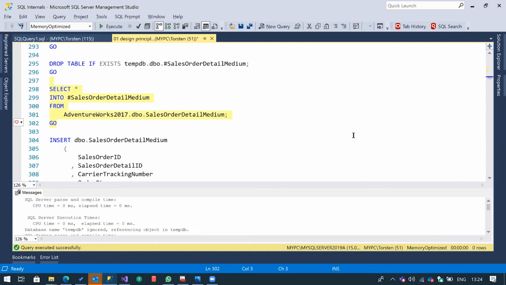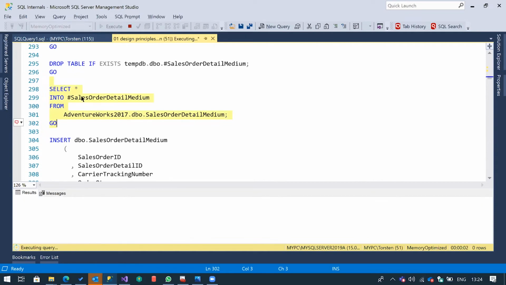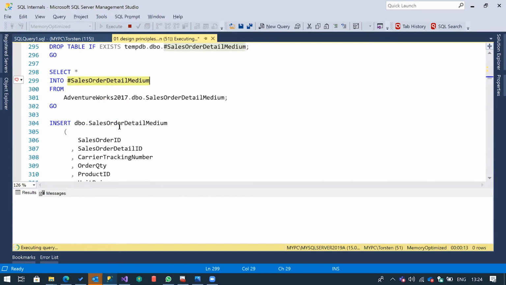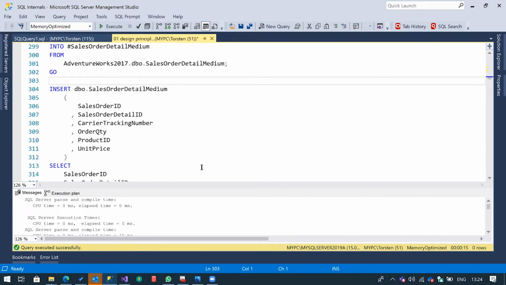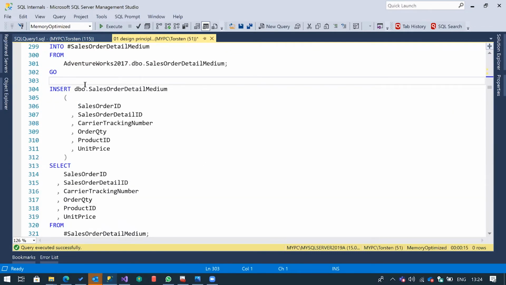That means I have to insert all the rows from the AdventureWorks database, you can see it here, into a temporary table, which is 5 million rows. It takes a moment. It's perfectly fine. And by the way, I will disable the execution plan. At the moment, there's no need for it. And now I have a copy of my data from this specific AdventureWorks table in my tempdb.